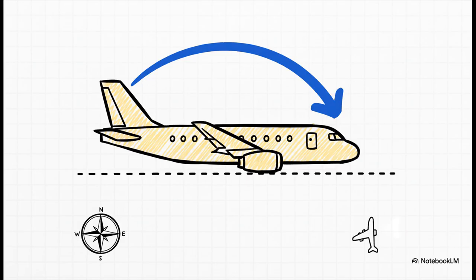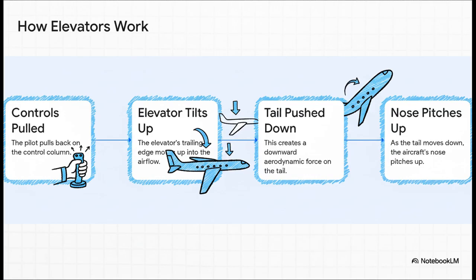Next up in our toolkit is the elevator. And yeah, its name pretty much gives it away. Its job is to control the pitch. That's the up and down movement of the plane's nose. So when the pilot pulls back on the control stick, the elevator, that's the horizontal panel back on the tail, tilts up. The air flowing over it creates a downward force, literally pushing the tail down. And because the whole airplane is pivoting around its center of gravity, like a seesaw, pushing the tail down makes the nose go up. It's a beautiful, simple lever system.